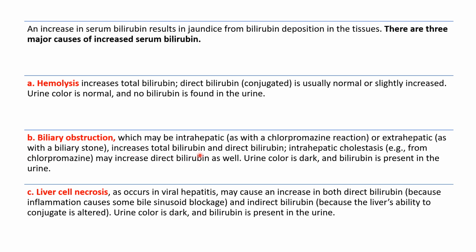It increases total bilirubin and direct bilirubin. Then intrahepatic cholestasis, for example from chlorpromazine, may increase direct bilirubin as well. Urine color is dark and bilirubin is present in the urine. Next is liver cell necrosis, as occurs in viral hepatitis, which may cause an increase in both direct bilirubin, because inflammation causes some bile sinusoid blockage, and indirect bilirubin, because the liver's ability to conjugate is altered. Urine color is dark and bilirubin is present in the urine.